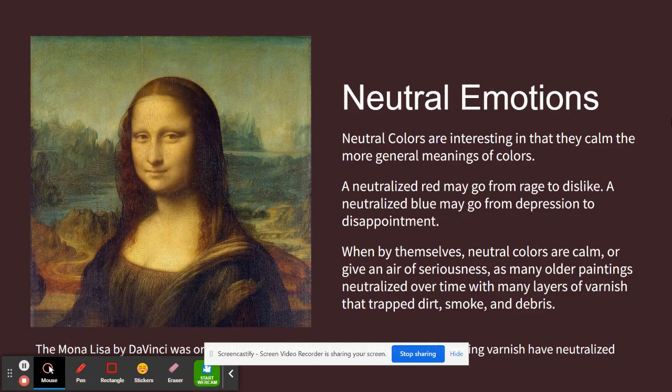Neutral emotions. Neutral colors are interesting in that they calm the more general meanings of colors. So a neutralized red may go from rage to dislike. A neutralized blue may go from depression to disappointment. By themselves, neutral colors are calm or give an air of seriousness, as many older paintings are neutralized over time with many, many layers of varnish that trap dirt, smoke, debris, etc.